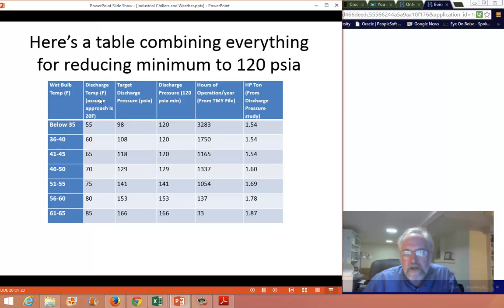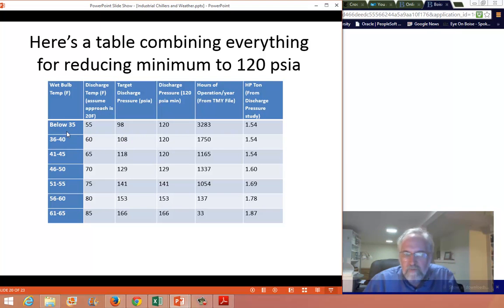Now this is the discharge temperature, assuming a 20-degree approach. So I just add 20 degrees to that: 35 to 55, 40 to 60, 45 to 65. So the approach assumption creates this column by just adding the approach to the top end of our temperature range. That means the target discharge pressure is the saturation pressure associated with that. So you go into the ammonia table and ask, what's the saturation pressure for 55? Well, it's 98 psia. What is it for 60? It's 108, and so on.